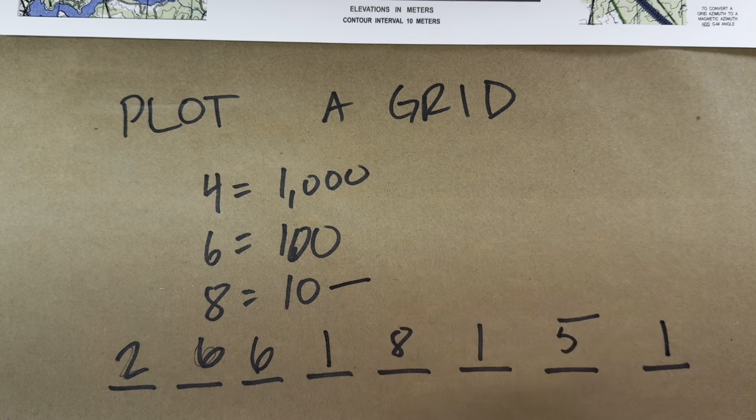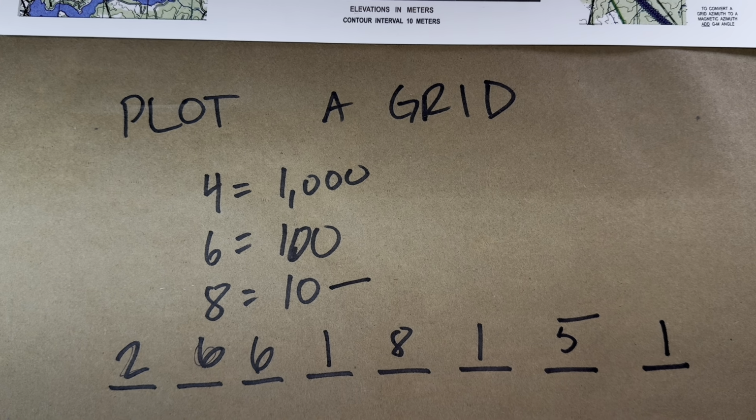So that gets us our total grid of 26618151. That gets us down to 10 meters of fidelity and accuracy. And that's how you plot a grid.